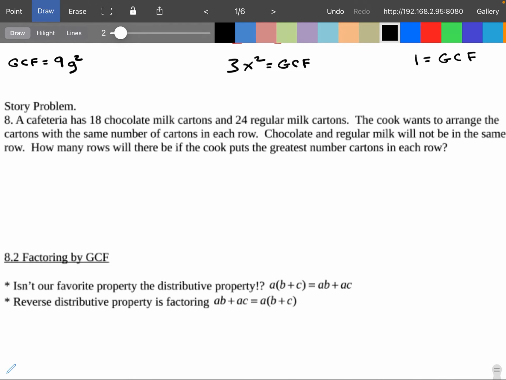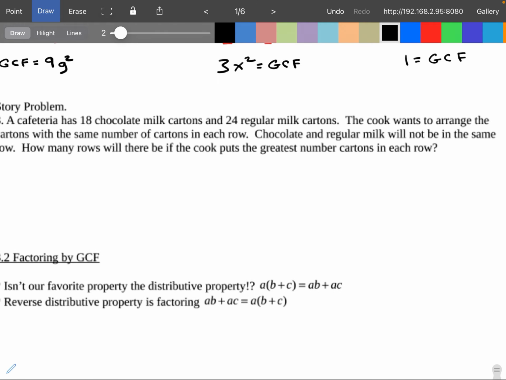All right, so we got to do this word problem. This says they have 18 chocolate milks and they got 24 regular milks. The cook wants to arrange them so that there's the same number of cartons in each row, but each row is not mixed, so there's not chocolate milk and regular milk cartons in the same row. And they want to know how many rows there will be when they put the greatest number of cartons in each row. So each row has to have the same number of cartons in it.